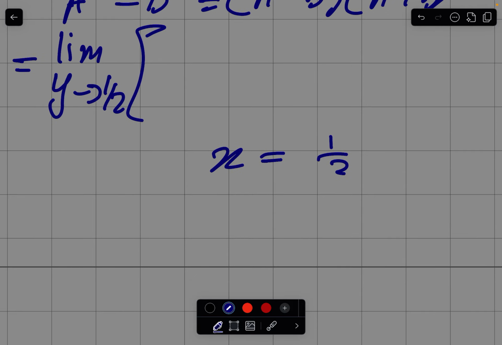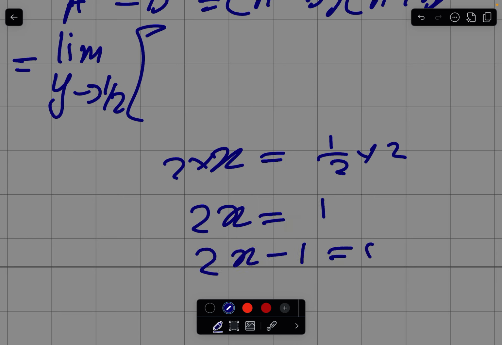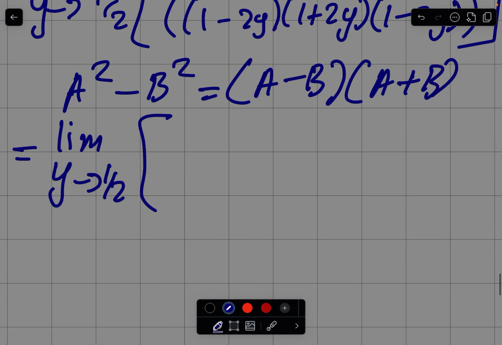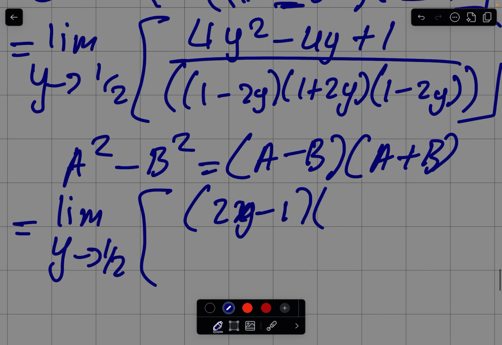How can you take that back? For you to take that thing back, you have to multiply both sides by 2. You're going to have 2x equals 1. Therefore 2x minus 1 equals 0. That's your factor. Understand? As a fraction, you must know how to reverse that thing. It's very important. Meaning you are going to have 2x minus 1, 2y minus 1, all multiplied by what?